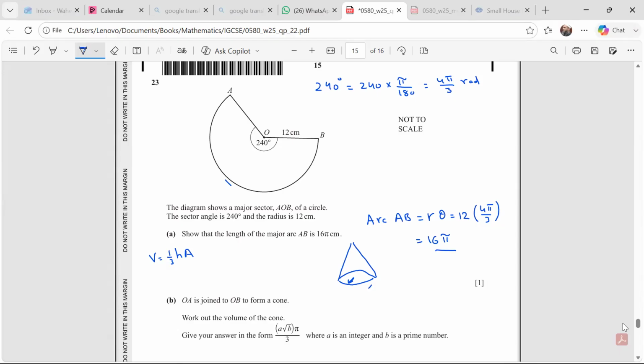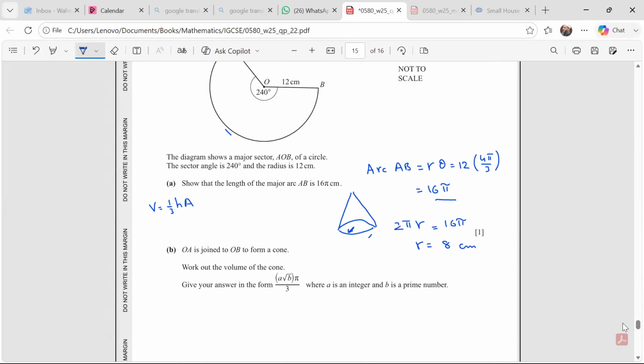Let's try to find the radius of the circle. If radius is r, then the circumference is going to be 2 pi r. And this 2 pi r, the circumference, is equal to 16 pi because it has the same length as the length of this sector. I hope it's clear. I'm not confusing you. So pi cancels with pi, and r is equal to 8 centimeter, because everything was in centimeter here. Now we are in good shape.